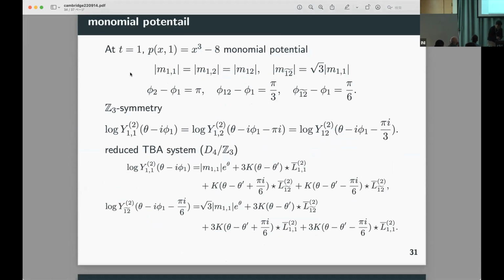But in the monomial potential cases, some symmetry appears among the y functions. So we have some reduced TBA system. So actually these two sets of integral equations are of the form of D4 type divided by the G3 symmetry. So in this case, a different type of TBA equation appears at the maximal point.